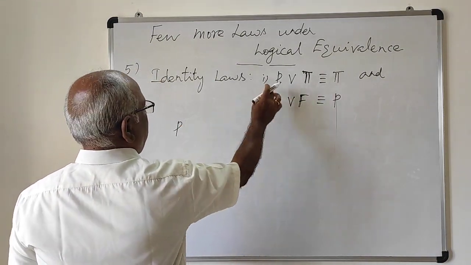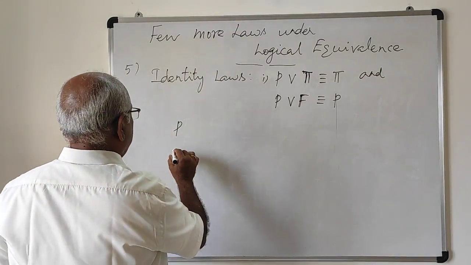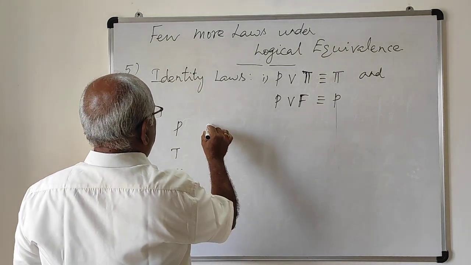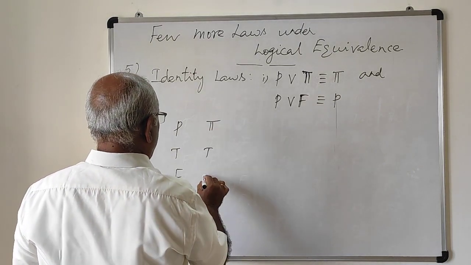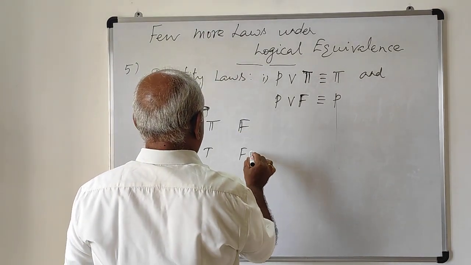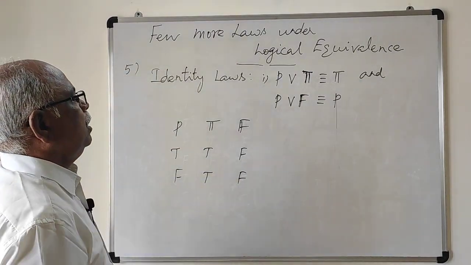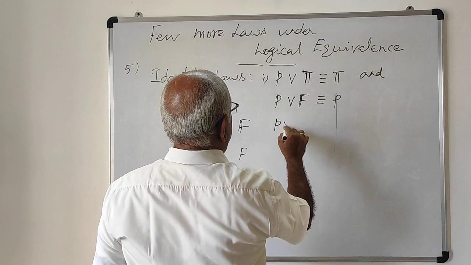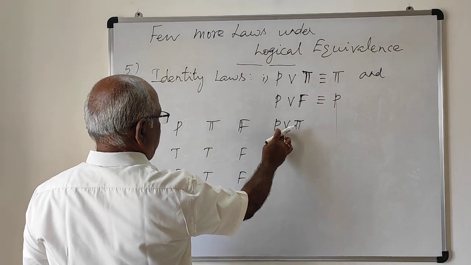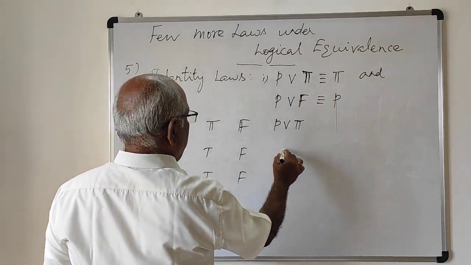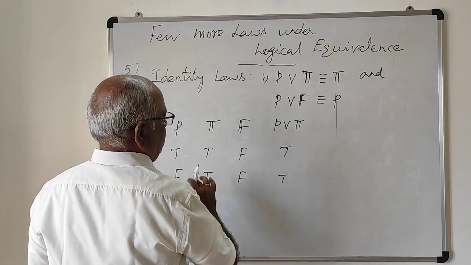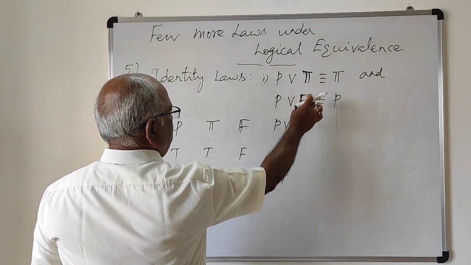You know the statement is a single variable P, therefore it has only two truth values, T and F. And tautology, you know, both truth values are T. Contradiction is F, F. Now we want P disjunction tautology. Disjunction means if any one is T or both are T, the truth value is T. Therefore, P disjunction tautology is again a tautology.